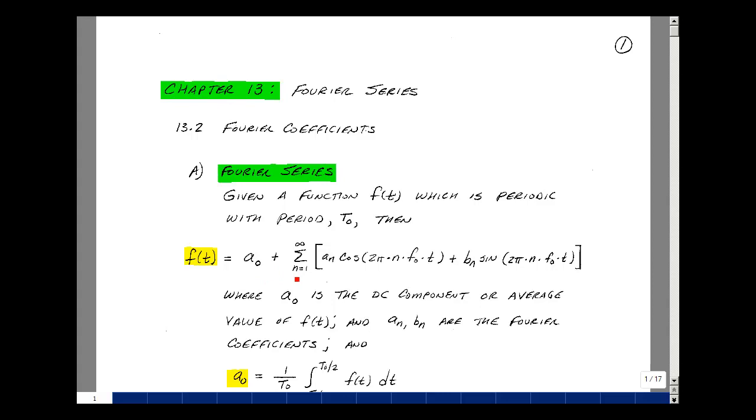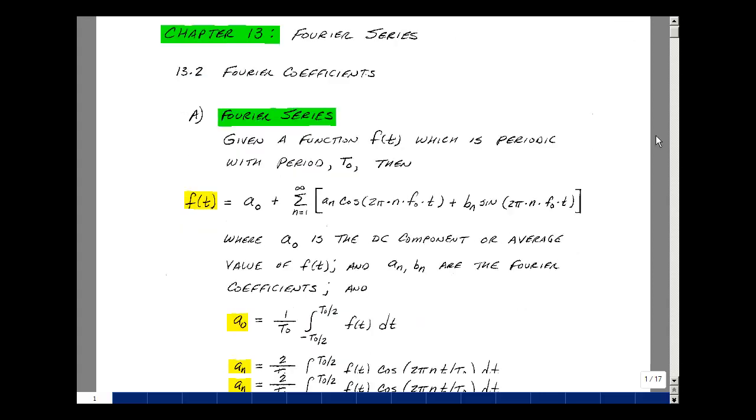a0 plus the sum from n equals 1 to infinity of the quantity a sub n cosine of 2 pi n f naught t plus b sub n times the sine of the quantity 2 pi n f naught t, where a0 is the DC component or average value of f of t, and a sub n and b sub n are the Fourier coefficients.